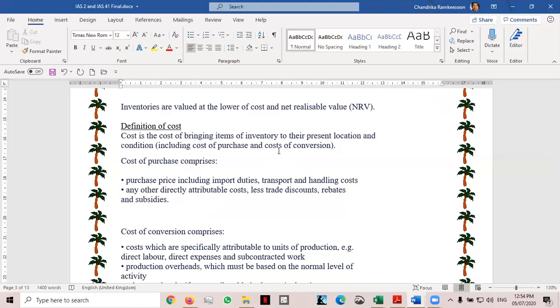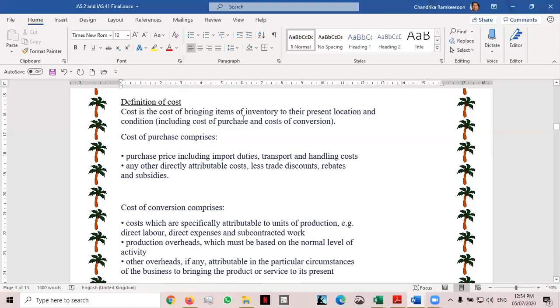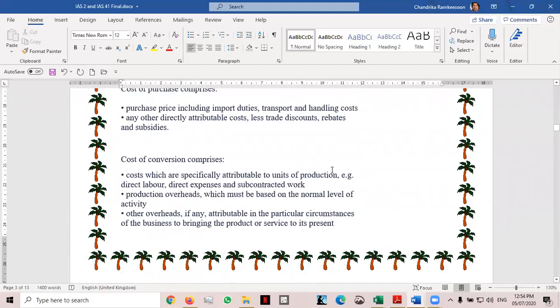So it's been properly explained, and indeed clinically explained for you: what is cost, then what the cost of purchase includes, and so forth. Cost of conversion, okay. See here you were told cost of purchase, cost of conversion. Costs which are specifically attributable to units of production, for example, direct labor, direct expenses, subcontracted work. And again, this may be, for example, in a process costing scenario or any scenario where the business buys in, say, raw materials and then works on them and converts them eventually into finished goods.